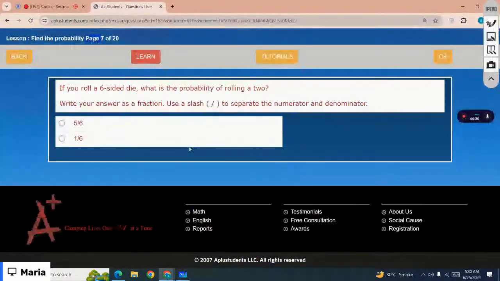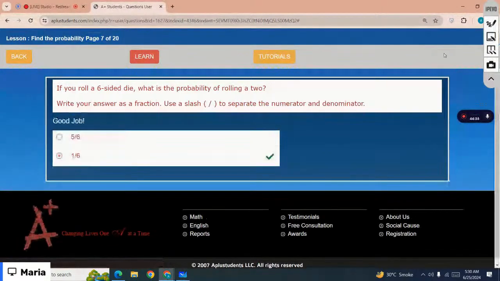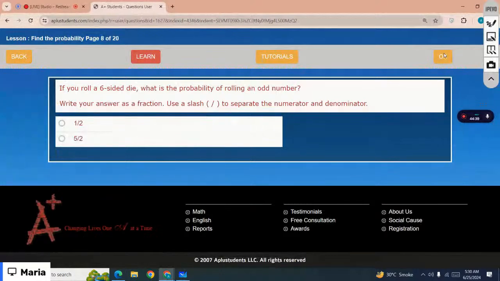It's 1 over 6. I can put it on the board, but I cannot put it on the website full time. I can write, then I have to remove it and switch to the next page. If you roll a six-sided die, what is the probability of rolling an odd number? Which is the correct option?